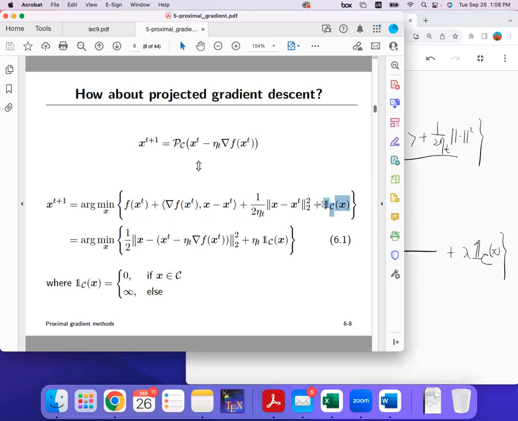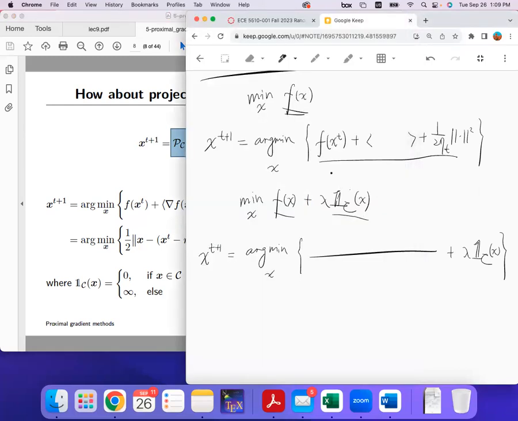And then it turns out that if we simplify these lines, this regularization part can be reduced to a projection operator. That is also doable if the projection is relatively simple, as for many constraint sets. So you see, the philosophy is that we keep this non-smooth part untouched, and only break down the smooth part, only break f(x) into a local quadratic part.